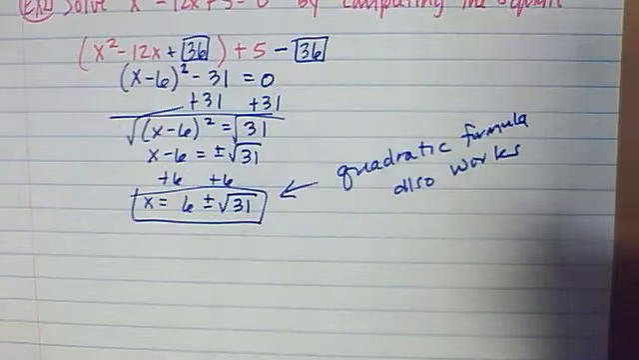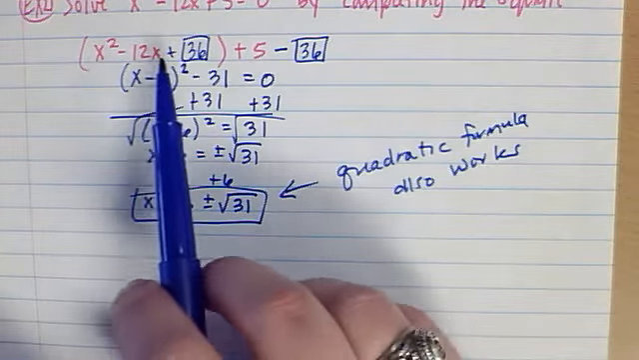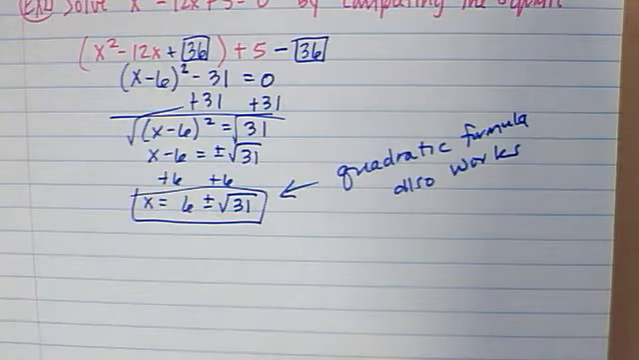The main point of this method is it's helpful to get us into vertex form. If you remember, we had y equals a(x minus h) squared plus k. We'll be talking more about that next week, but that helps us there.